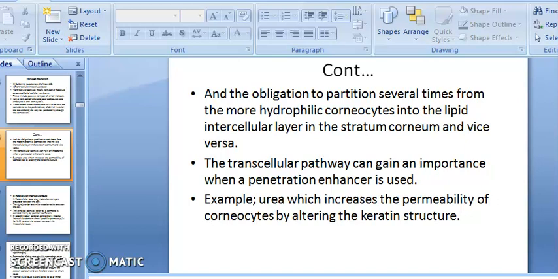An example is urea, which increases the permeability of keratinocyte by altering the keratin structure. When you add urea, it alters the structure of your keratinocyte, altering the keratin structure of your skin, which leads to higher penetration of your drug.